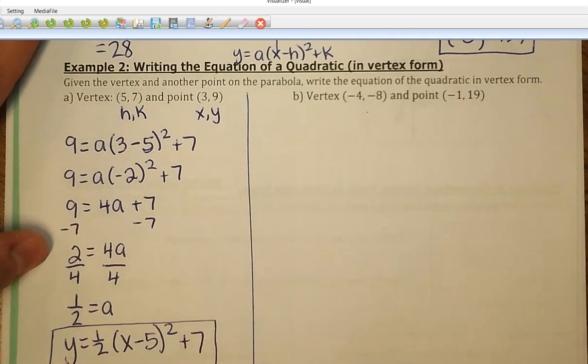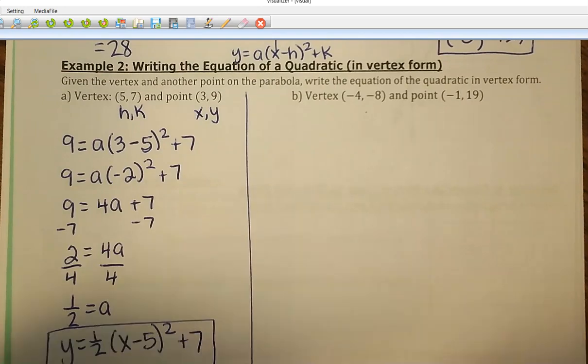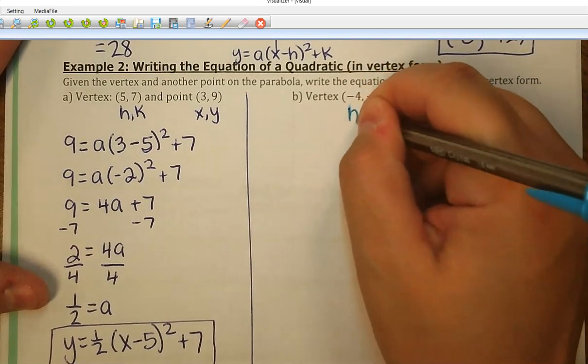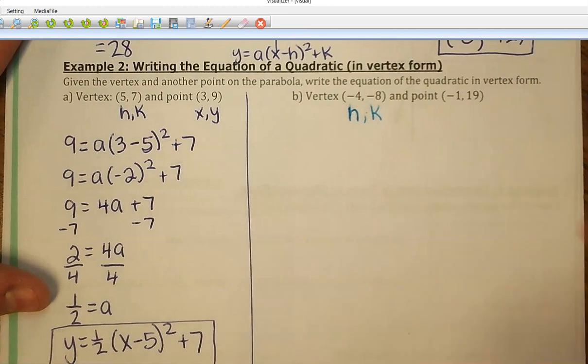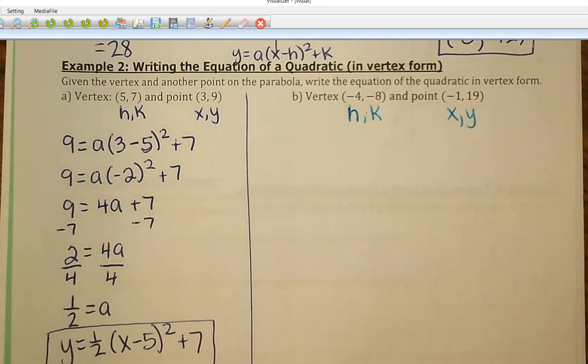So I'm just going to practice that with you guys one more time. So it's very important you plug in the vertex for the h and the k, and then the point has to go in for the x and y. If you mix those up, you're not going to get the correct equation.